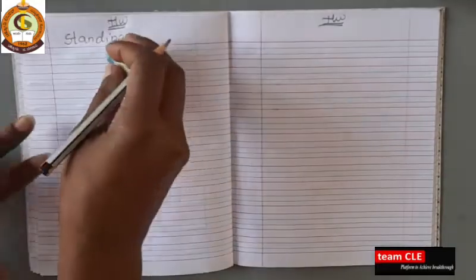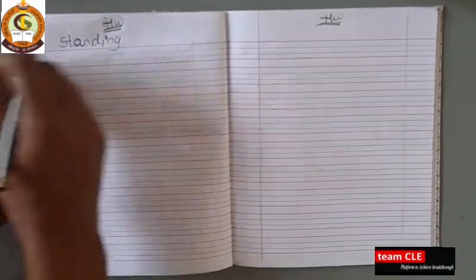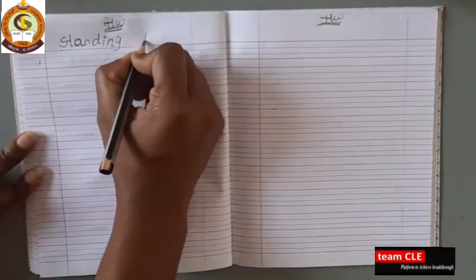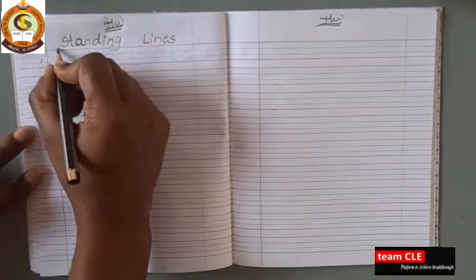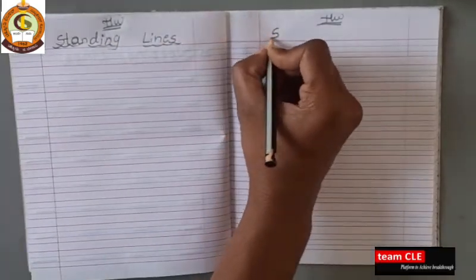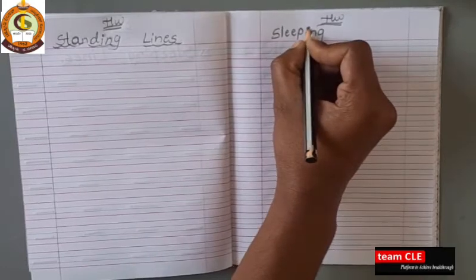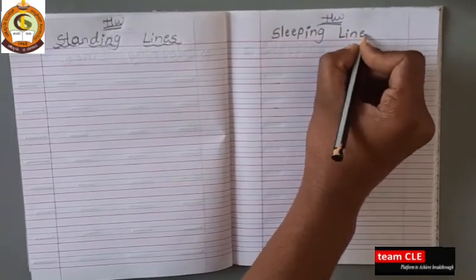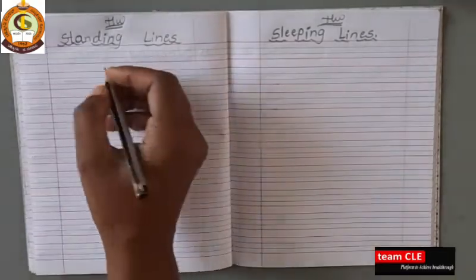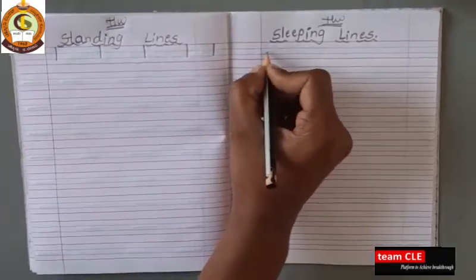Here write S-T-A-N-D-I-N-G, standing line, L-I-N-E-S. Here you have to write the standing line. And here sleeping line, S-L-E-E-P-I-N-G, sleeping line, L-I-N-E-S. Okay children, so here you have to write the standing line, and here sleeping line.